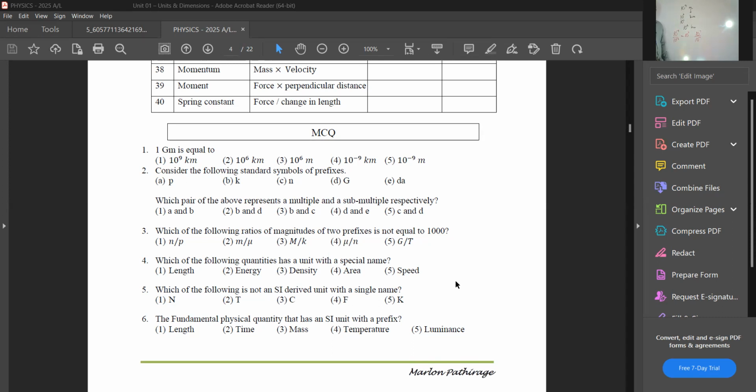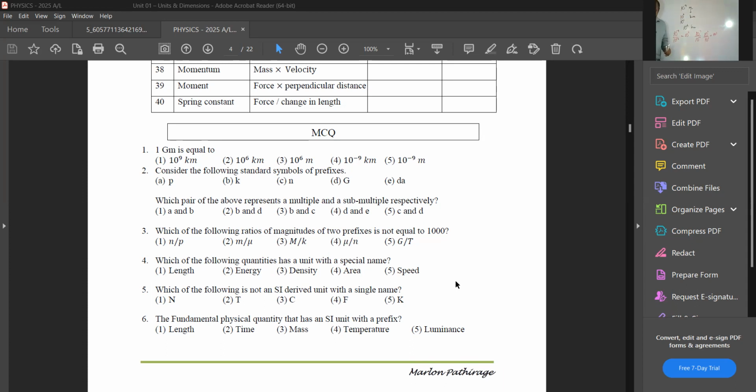Then mega and kilo both have plus powers. Mega is 10 to the power 6, kilo is 10 to the power 3. So if I cancel this out, the answer will be equal to 1000.